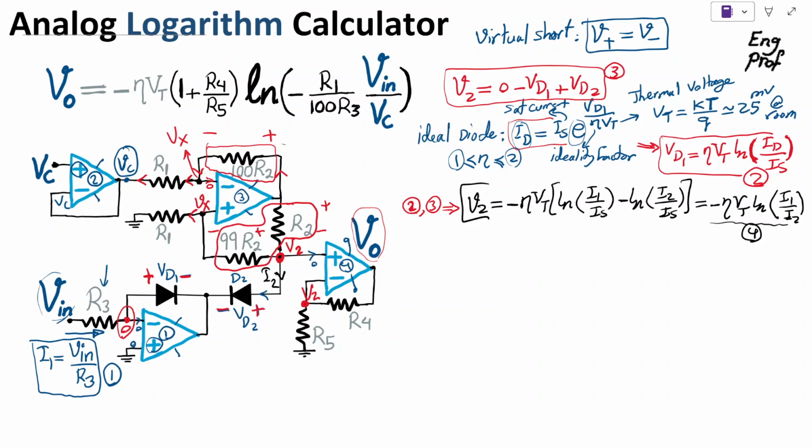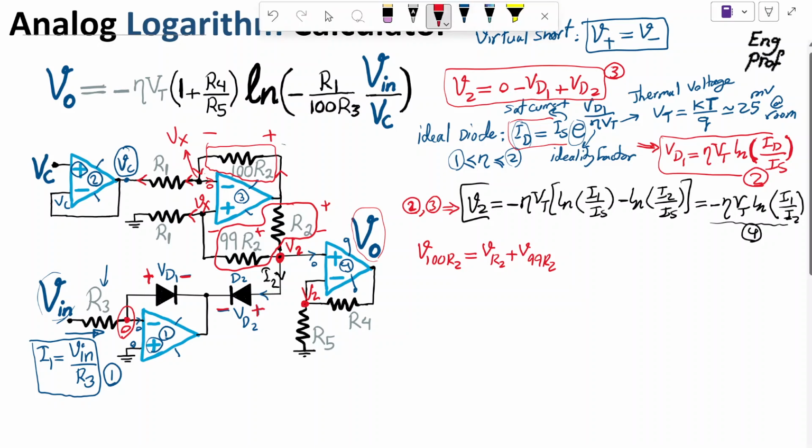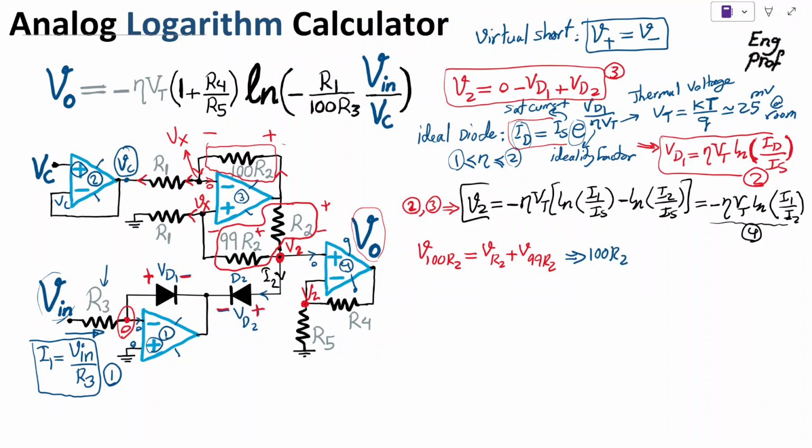Now I can say that the voltage of the 100 R2 resistor on top should be equal to the voltage of the R2 resistor at the bottom plus the voltage of the 99 R2 resistor at the bottom. So let me substitute for these values. The voltage of 100 R2 is simply 100 R2 times its current. But its current, as I said, is the same current that is going through R1. So whatever current is going through R2 has to continue to R1.